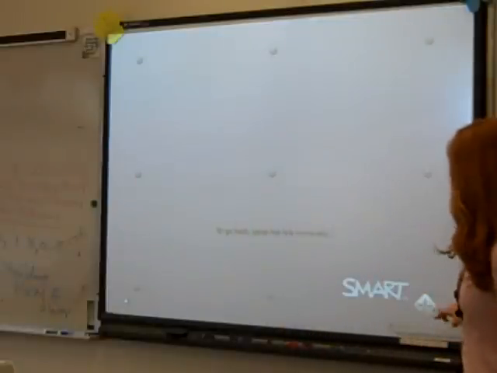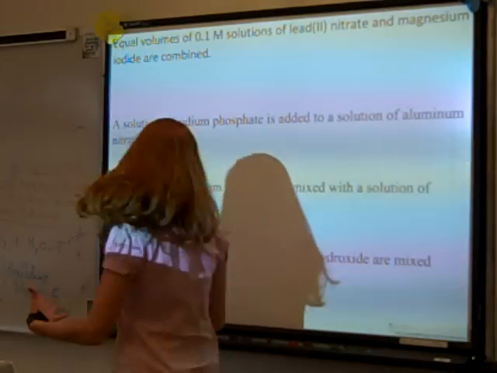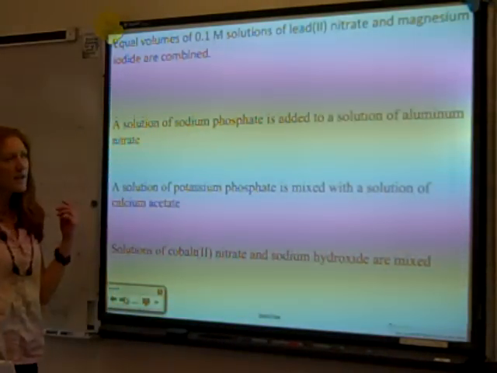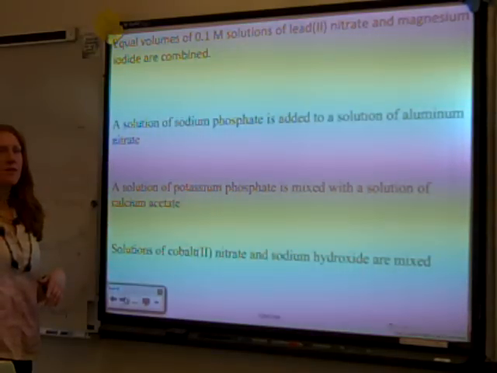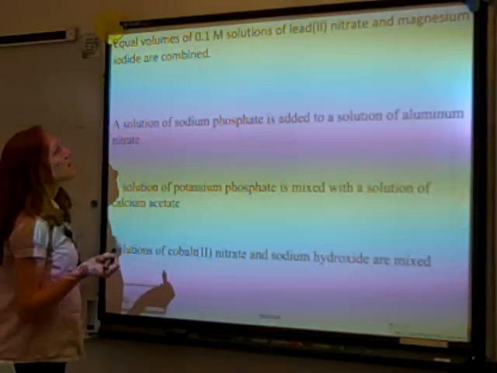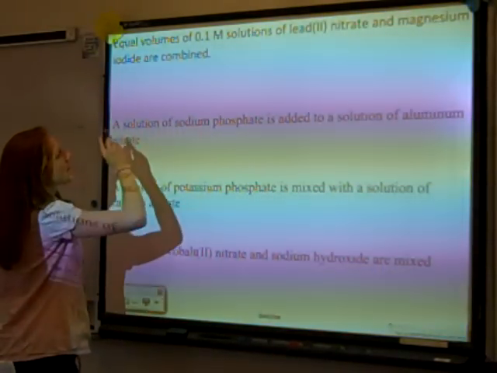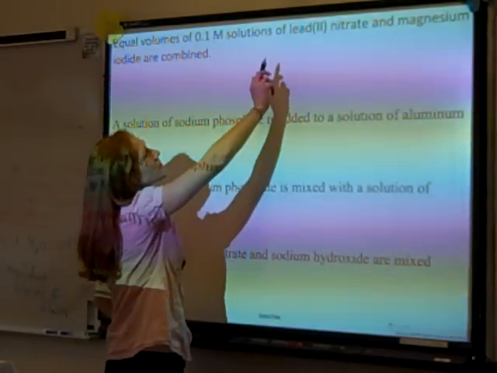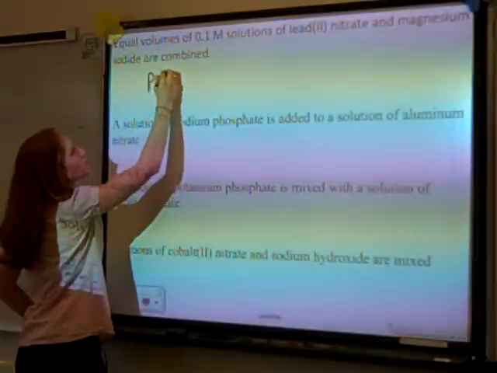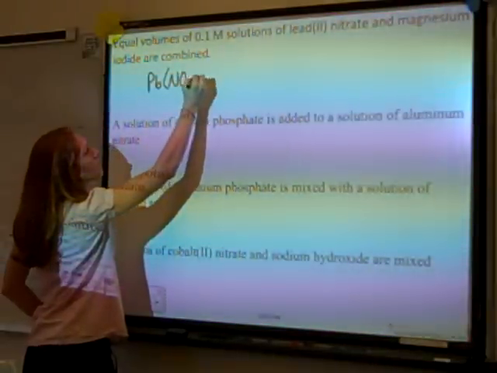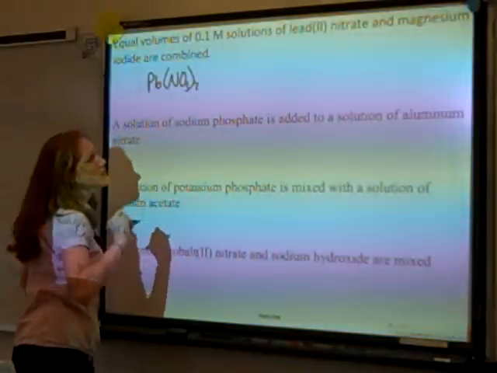I think the easiest way to do these is to write the equation first, and then to figure out what your product is, and then write the ions that are required to make that product. So let me just show you. I have 0.1 molar solutions of lead 2 nitrate. So lead 2, that's Pb with a 2 plus. Nitrate is NO3 with a 1 minus. So I'm going to have Pb(NO3)2.